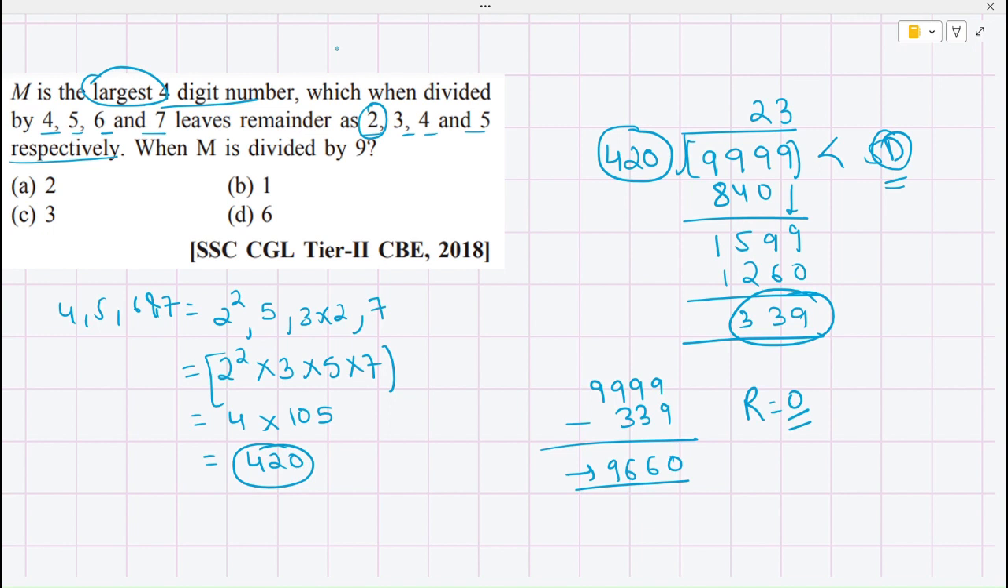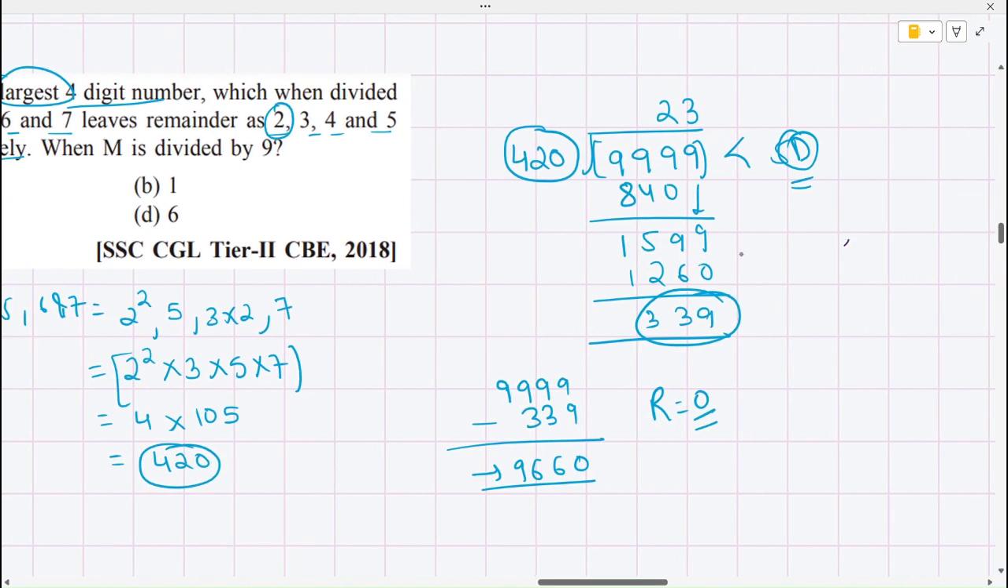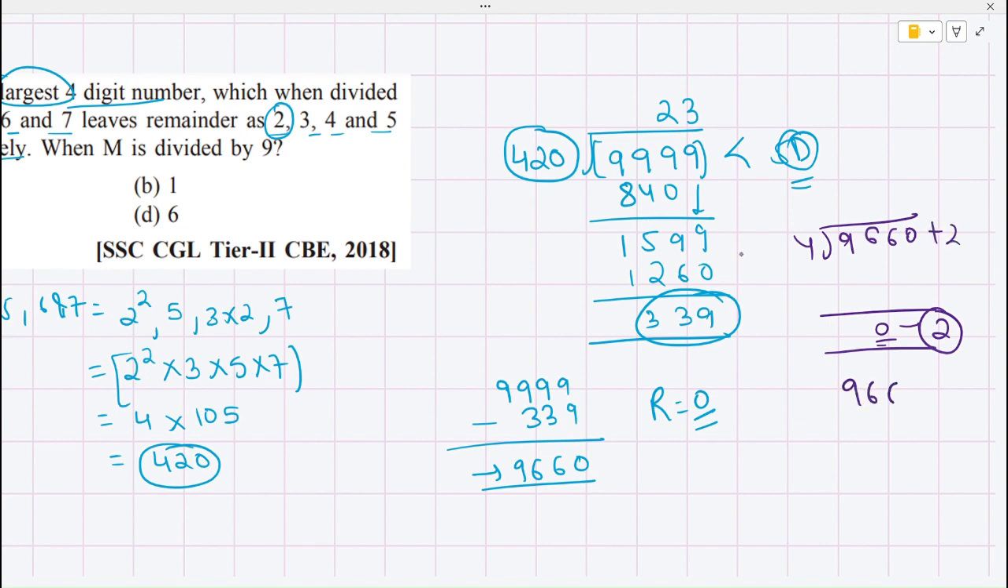So see here in case of 4, first if we divide this number 9660 just by 4, then the remainder that we'll get will be equal to 0. But here they are saying that the remainder should be equal to 2. So one way is that we can add 2 into this number. So we can write here 9662. And then if we divide, the remainder that we'll get will be equal to 2.